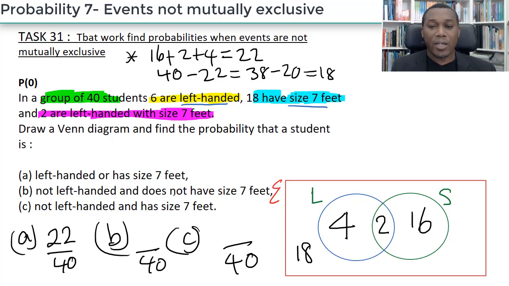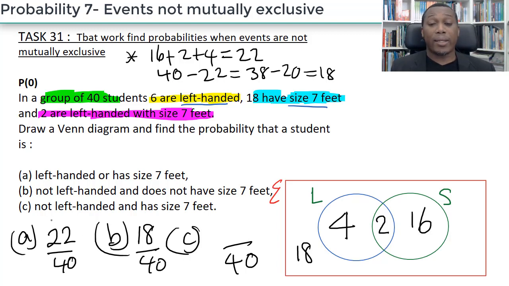Not left-handed and does not have size 7 feet. If you're not left-handed, you're not in the blue. If you're not size 7, you're not in the green. So not left-handed and not having size 7 feet means you're outside of the combined circles. The answer is 18 on 40. The probability is 18 on 40 because there are 18 students who are not left-handed and don't have size 7 feet. These are 18 students who are right-handed and, well, we don't know what size. All we know is their size of feet is not 7. They're right-handed and they don't have size 7 feet. Those 18 students, that's what B was asking you about.